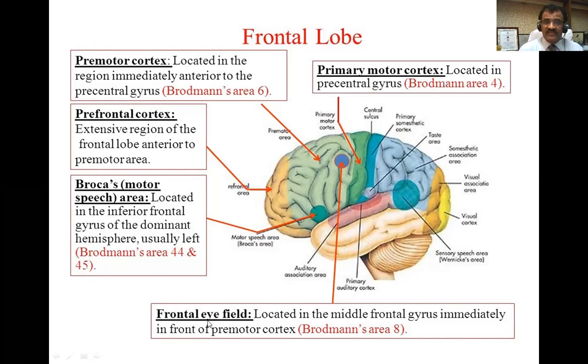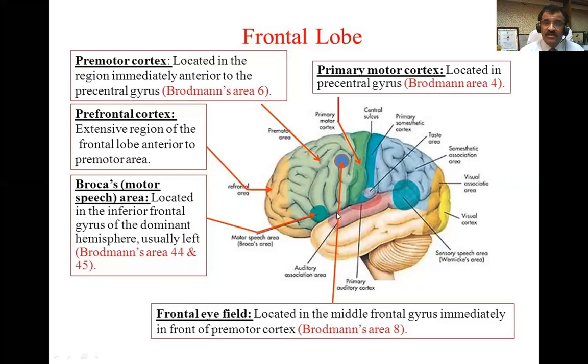And also there is one frontal eye field area which is located in the middle frontal gyrus. Middle frontal gyrus is here, and immediately in front of the premotor cortex, that is area number 6, the frontal eye field is area 8. So it is for the frontal eye field movement. So area number 4, area number 6, area number 8, and area number 44 and 45 for Broca's. These are the important areas which are located on the frontal lobe.